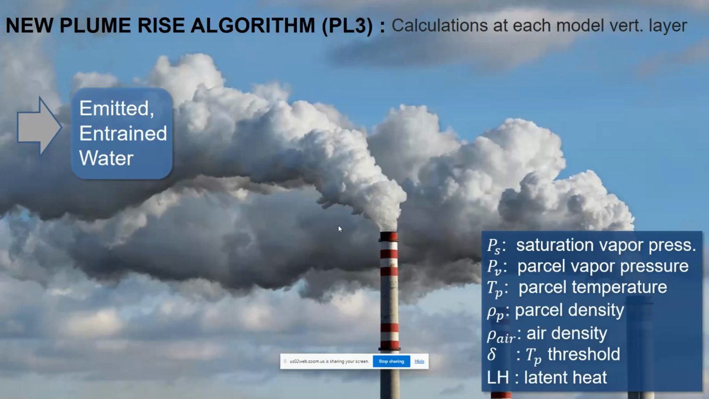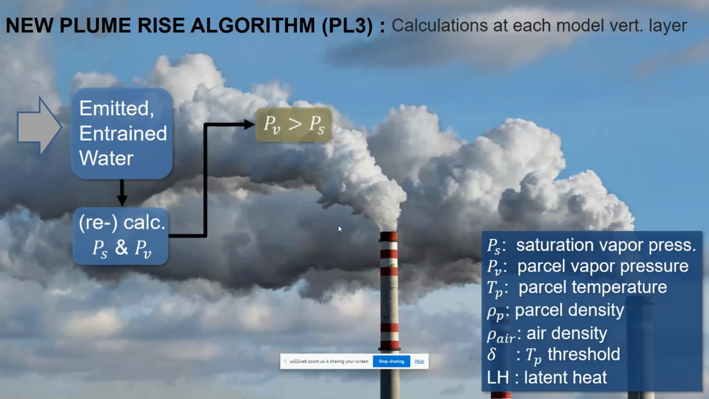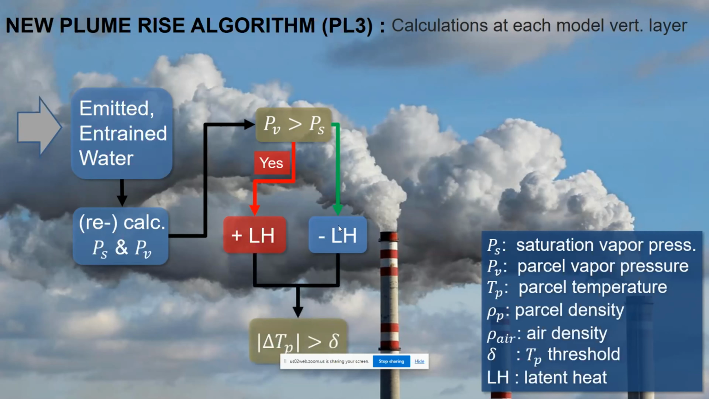At each model layer, we have the emitted water and the entrained water, whether it's in gas phase or liquid phase. We calculate the state parameters of the parcel at that height using the stack parameters and the ambient input fields, including the partial vapor pressure. We compare that to the saturation vapor pressure. If it's oversaturated, condensation can happen, which releases latent heat. The opposite can happen. If you have excess liquid water, evaporation can happen, which can take energy away.